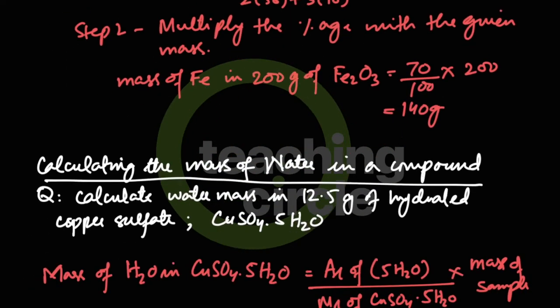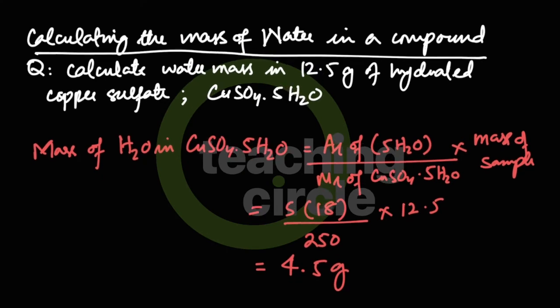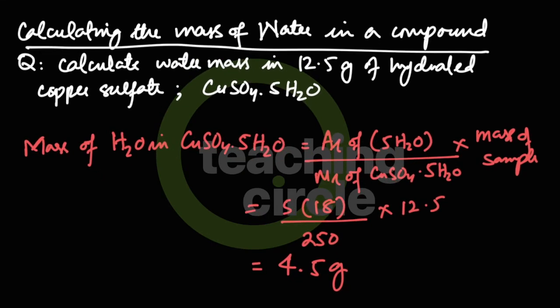Then the next kind of question that can come from this topic is that they want you to calculate the mass of water in a compound. Now, certain compounds have a hydrated version, and they've got some water molecules attached next to their formula unit, and these are mostly ionic compounds.